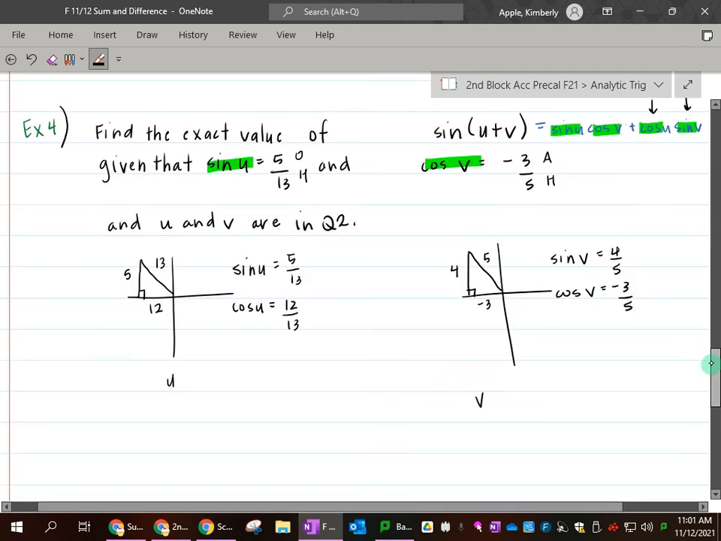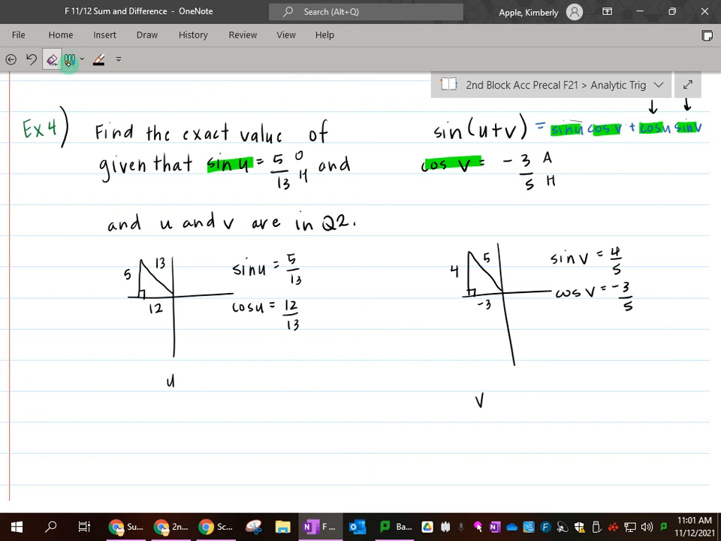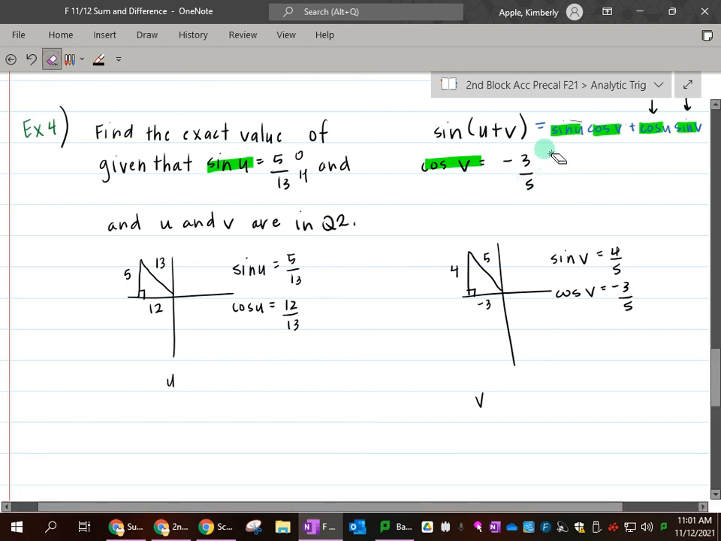We'll go back up here. Let me write it up top so we can see it. Now let's plug into our formula, since I've got all the pieces. What's the sine of U? That's 5 over 13. What's the cosine of V? That's -3 over 5. Plus the cosine of U times the sine of V.